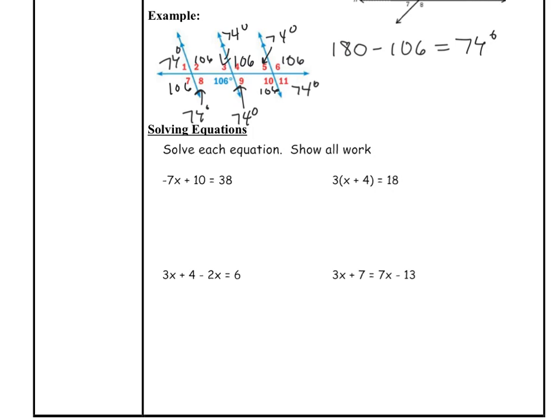So for this first one, I'll draw my balancing line. First thing I should do is subtract 10. When I subtract 10, that cancels out the 10 on the left, and I'm left with negative 7x is equal to 28. Now we're going to divide by negative 7 because it's being multiplied, and I want to get x by itself.